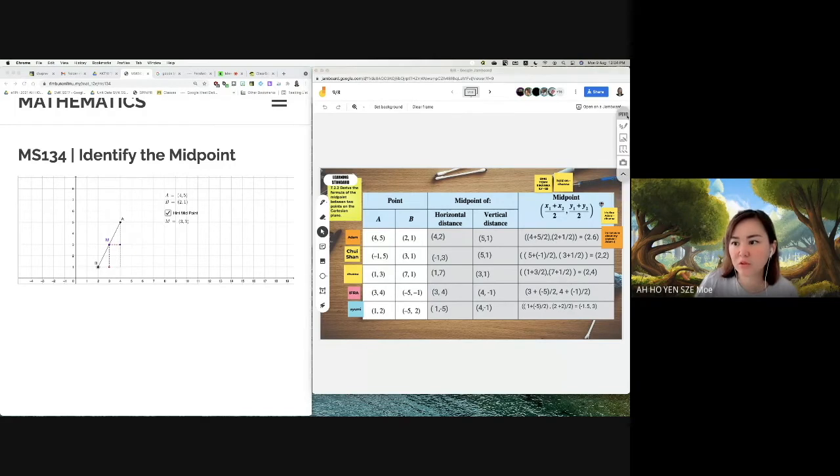Supposed to fill up here 2. Ini semua silap kat sini bagi midpoint of ni. 2. Okay, then this one is what? Vertical is 1, right? Sorry, horizontal 2 ke 1? Cikgu pun dah confused dah. Vertical 2. Sorry, terbalik. Vertical 2. Okay, horizontal 1. Horizontal 1.